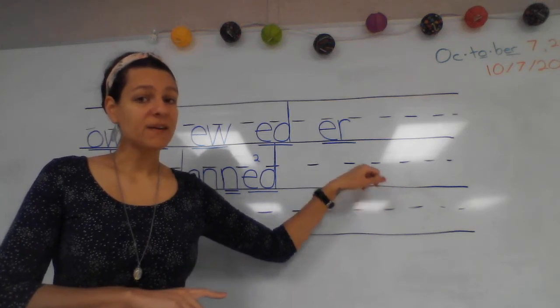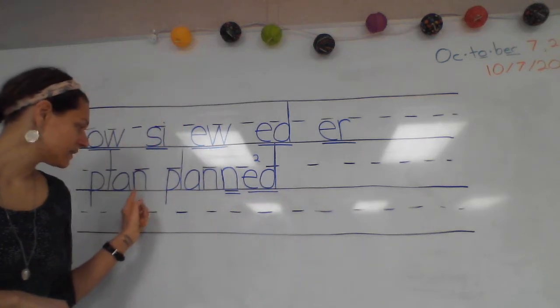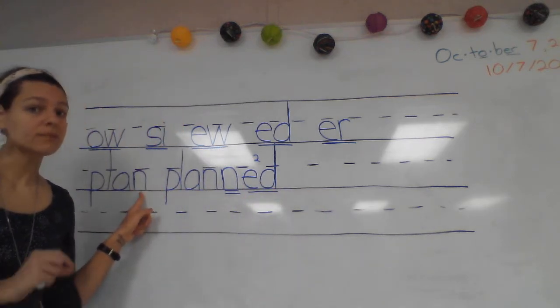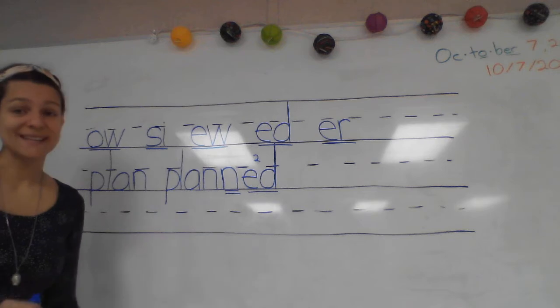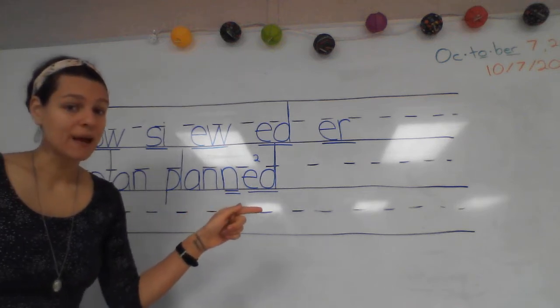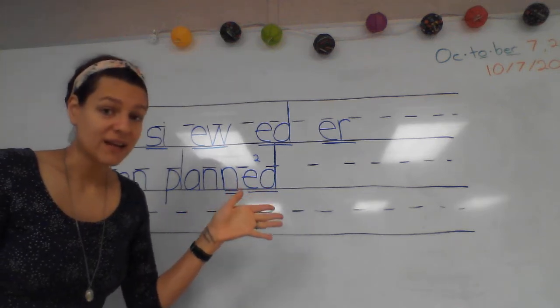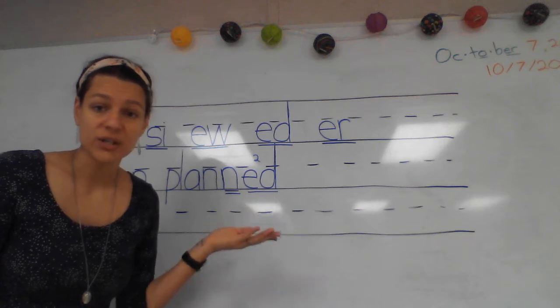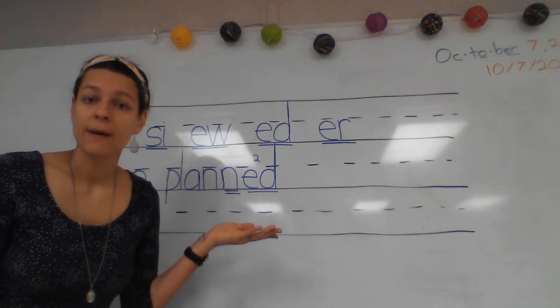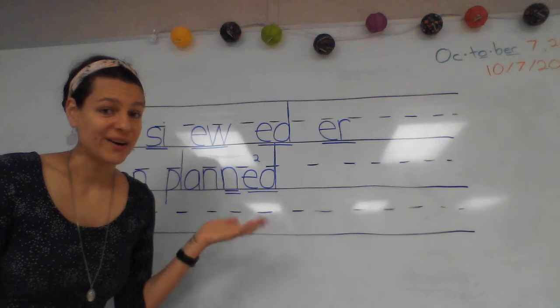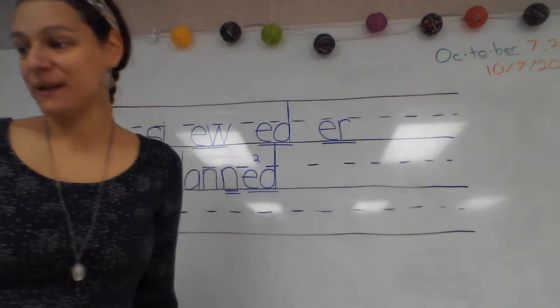Before we add our vowel suffix, what do we do to that last consonant in our base word? Excellent. We need to double it. So go ahead and do that. And then you can add your vowel suffix er. Which er are we using? Good. The er of her. Write that. Say it while you write it.